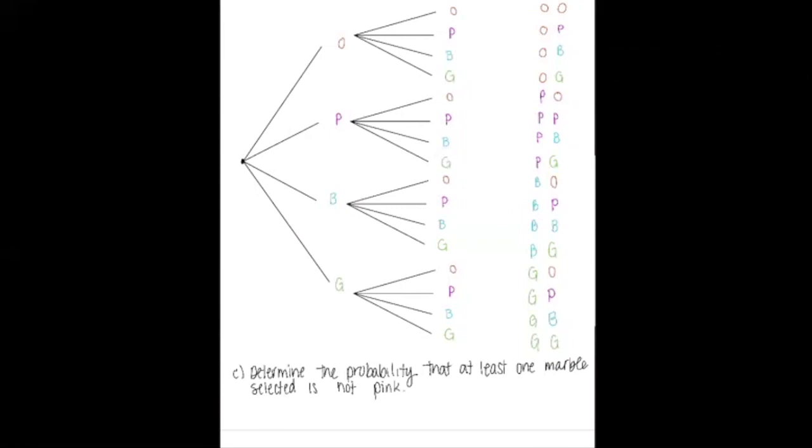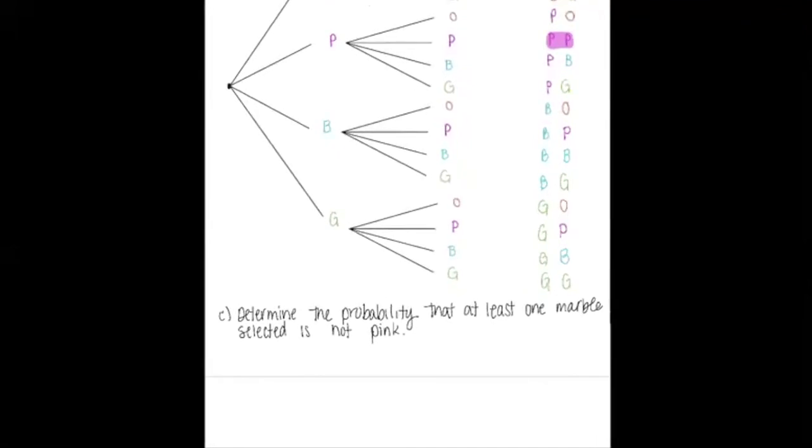So how many times does this fail where I don't select a marble that's not pink? Once. So there is a single event where both of them are pink. Every other time, I'm good. So how many events fit this category? 15. So you have a 15 out of 16 chance that at least one marble is not pink.